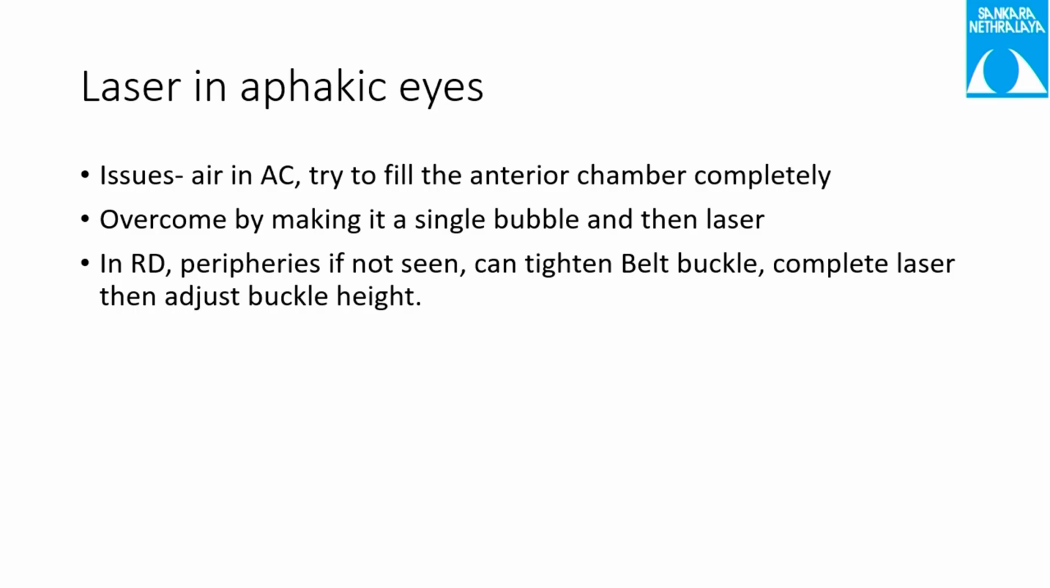And definitely this is a general point that in retinal detachment, if the peripheries are not seen and if you have already put a belt buckle, in such a case one might complete the laser by just tightening up the belt buckle. By tightening up the belt buckle, you will be able to see the periphery and the ora better. So once you are done with the laser, you can adjust the buckle height accordingly.